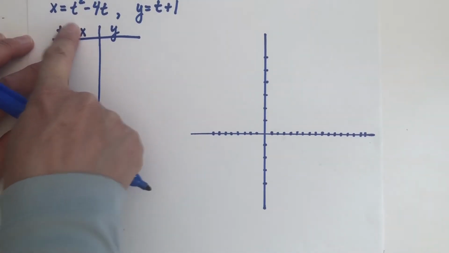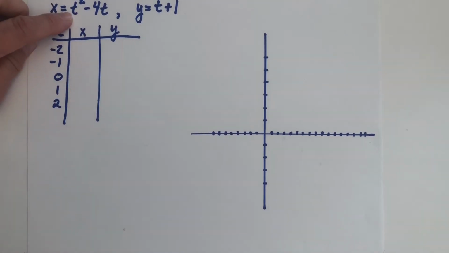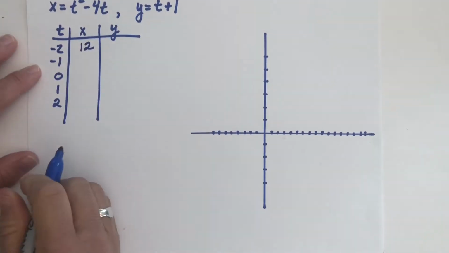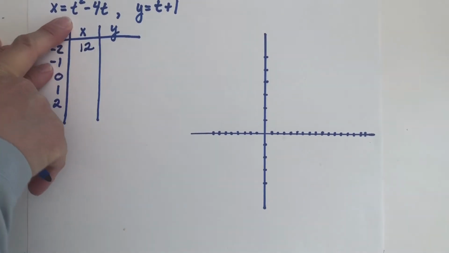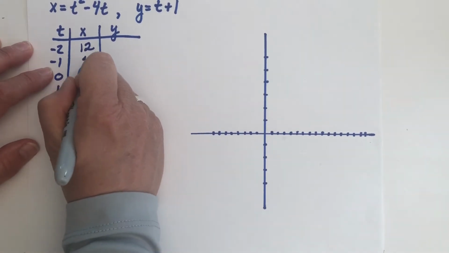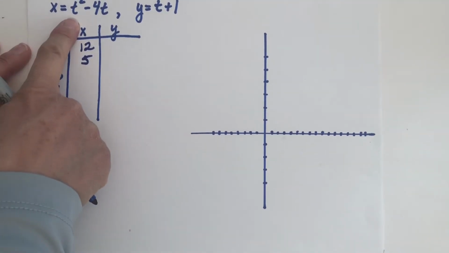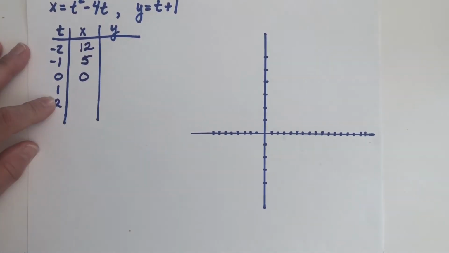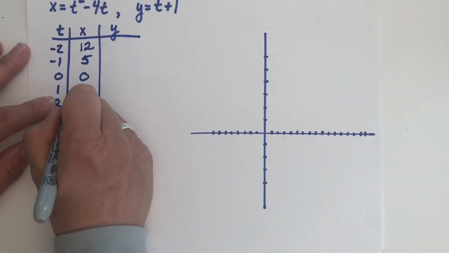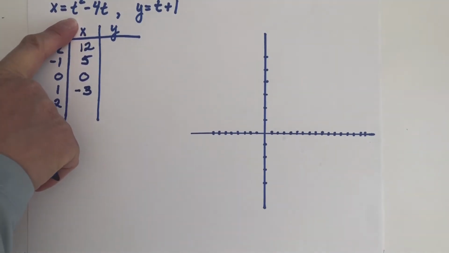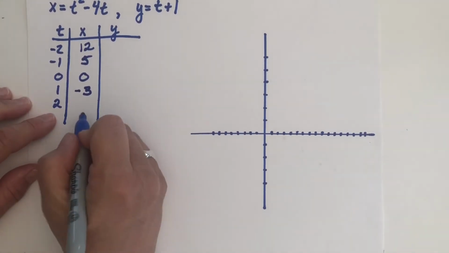Substitute in -2, -2 squared would be 4, and then -4 times -2. This is good arithmetic for us. We have 4 plus 8, that would be 12. Substitute in -1. -1 squared is 1. 1 minus 4 times -1 would be 5. 0, that makes the arithmetic easy. 0 minus 0. 1 gives us 1 minus 4 times 1, that is -3. 2 gives us 4 minus 8, that is -4.